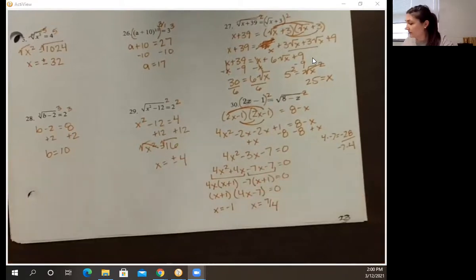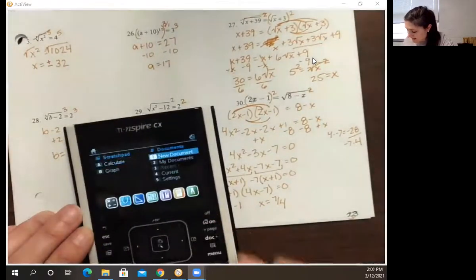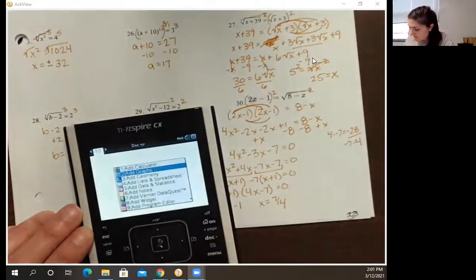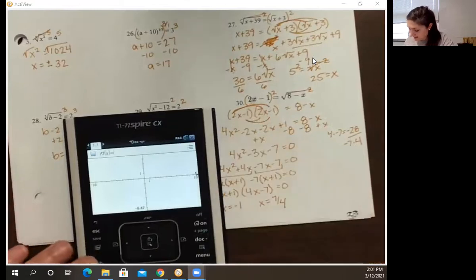Now I want to show you on this one how we could check our solution by graphing. So if I check this on a graph, let me go ahead and find a graph page here, open a new one up. I'm going to graph the left-hand side, 2x minus 1. And then I'm going to hit the tab key and graph the right-hand side. So I've got the square root of 8 minus x.